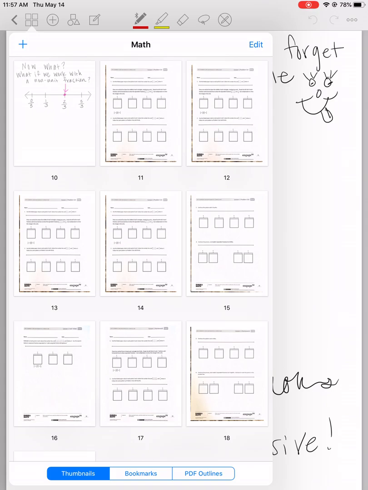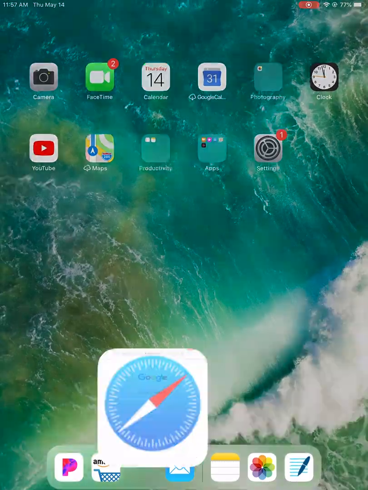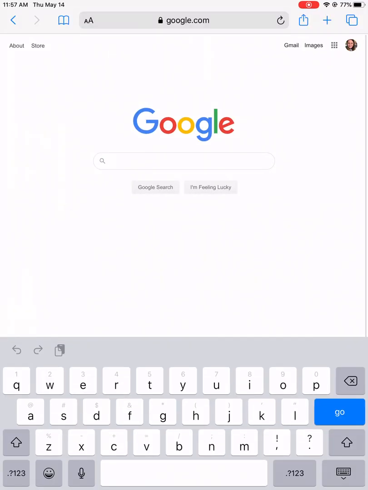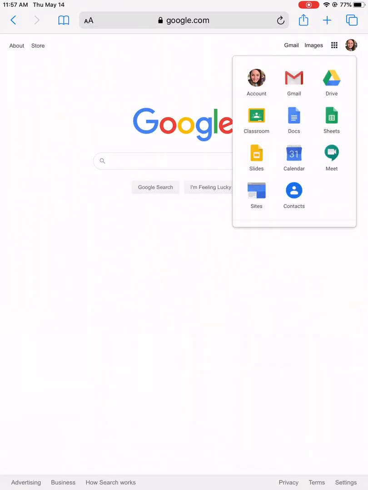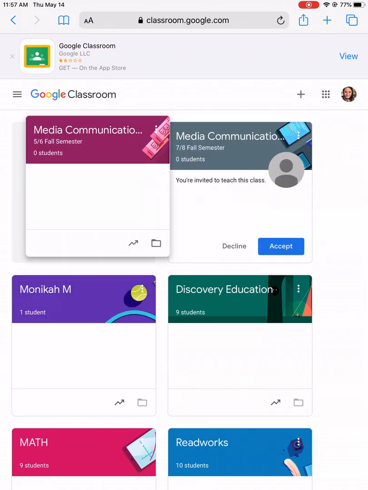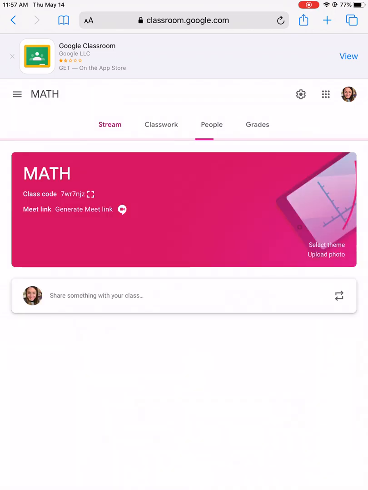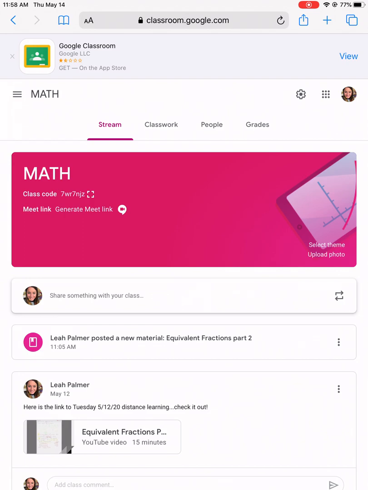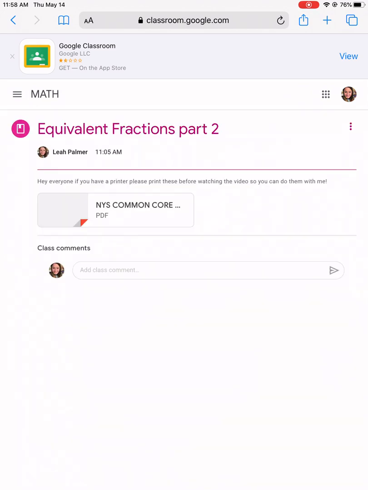And I'm going to show you how to print them. So this is our lesson, but let's go to Google, to our waffle. We're going to go to Google Classrooms. And then we're going to go to our math classroom. Whoops, didn't mean to move that. We're going to go to our math classroom, and it's right there at top. It says posted a new material today at 11:05. And it's Equivalent Fractions Part 2. Click on that. And then it's a PDF. It's NYS Common Core PDF.